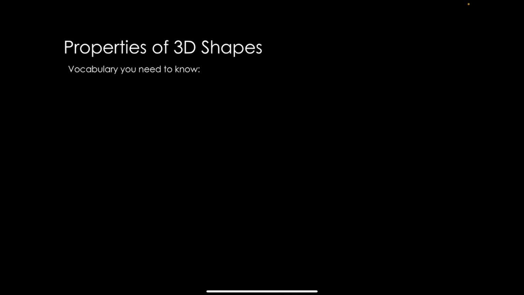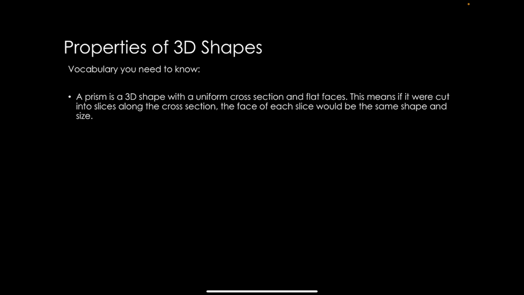So, we have some vocabulary that you need to know. Now, a prism, which I'll show you again on the previous page in a second, is a 3D shape with a uniform cross-section and flat faces. This means if we were to cut it into slices along the cross-section, the face of each slice would be the same shape and size.